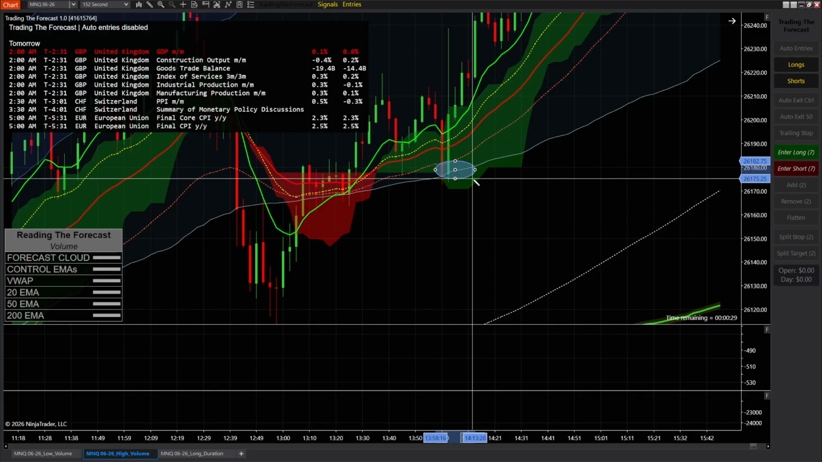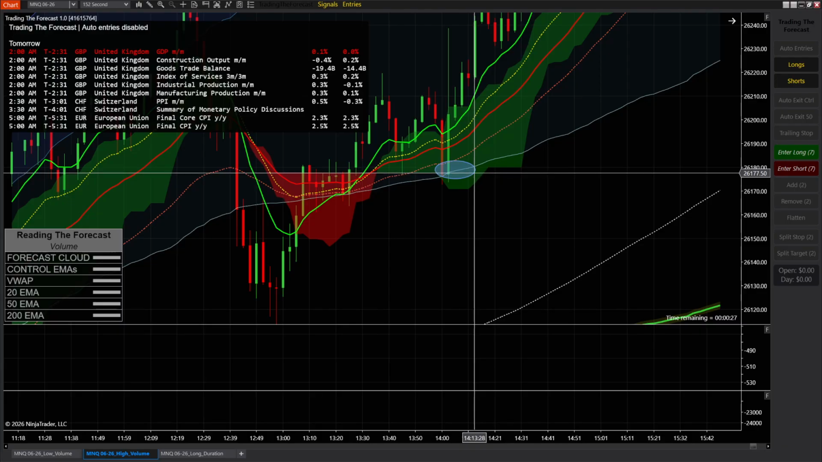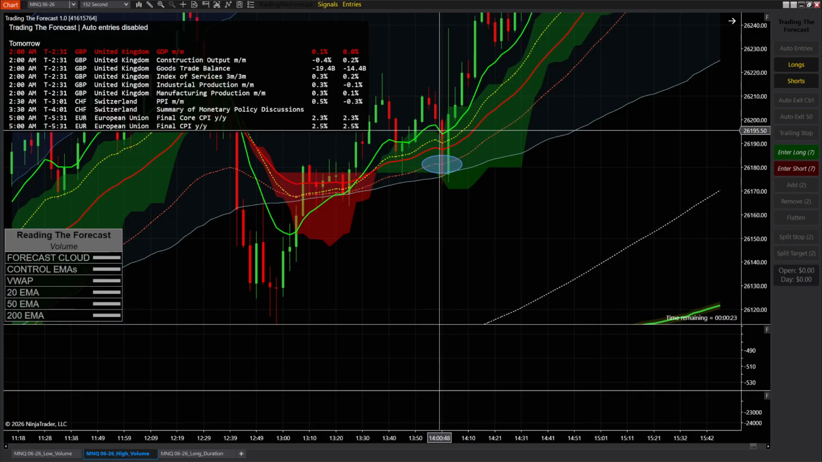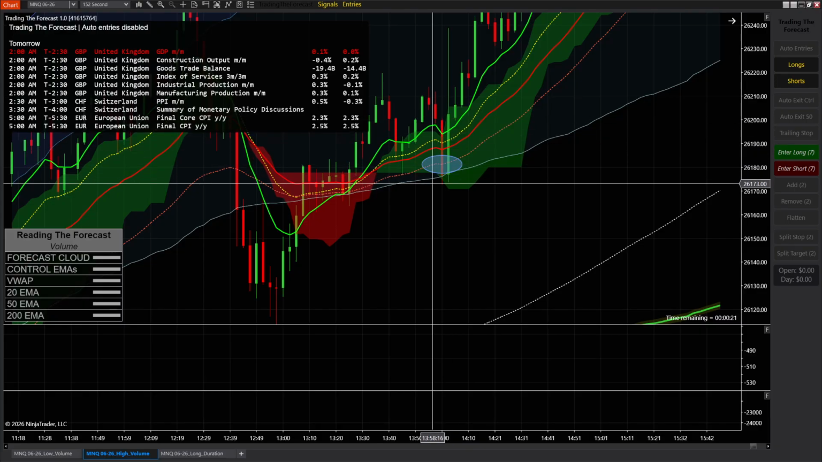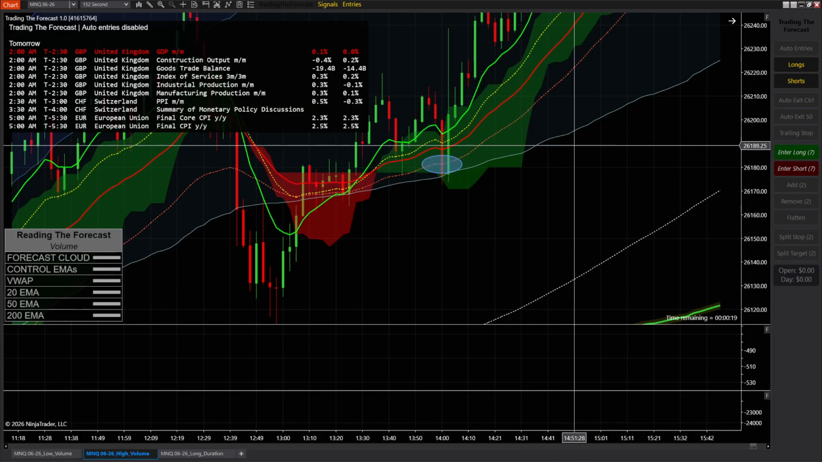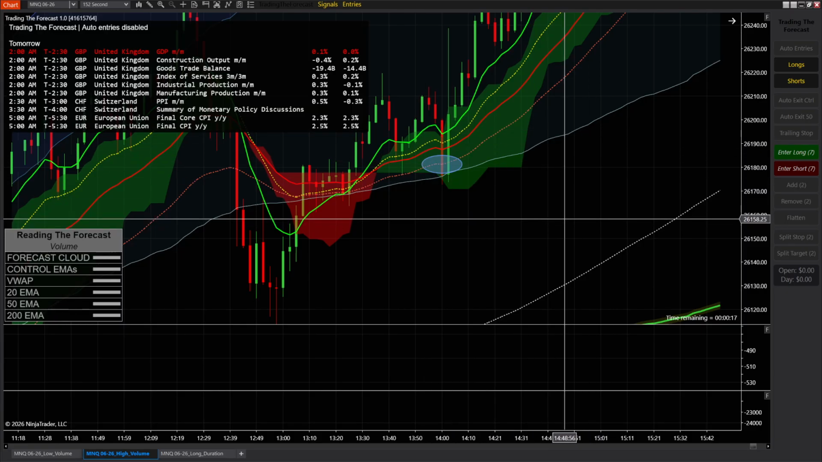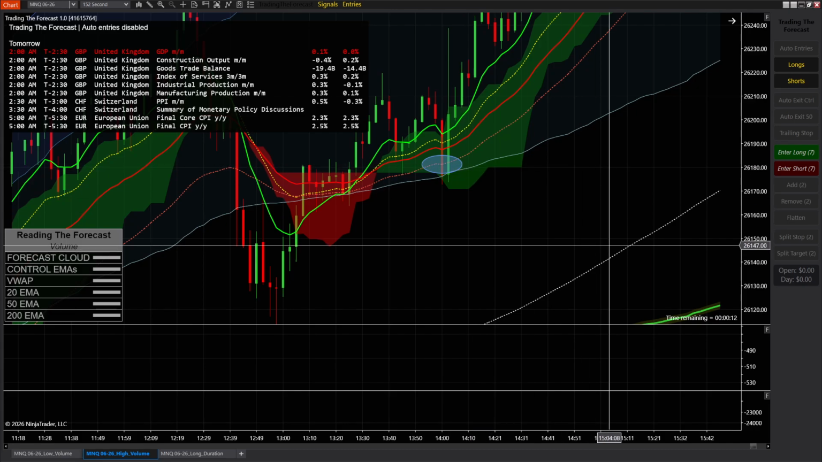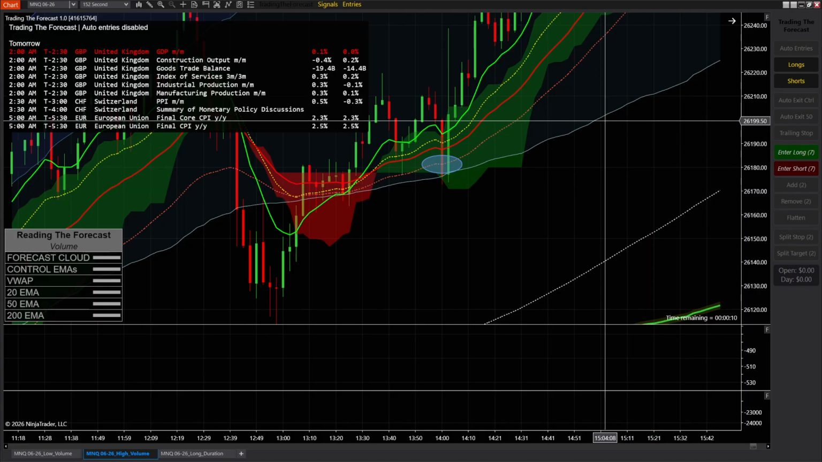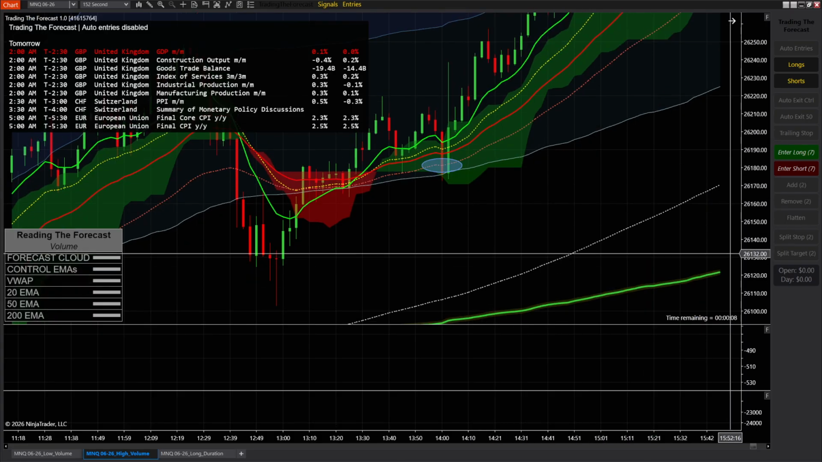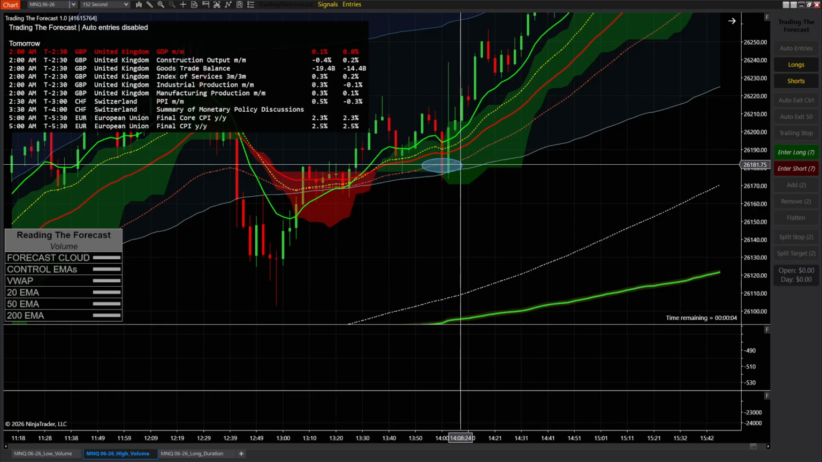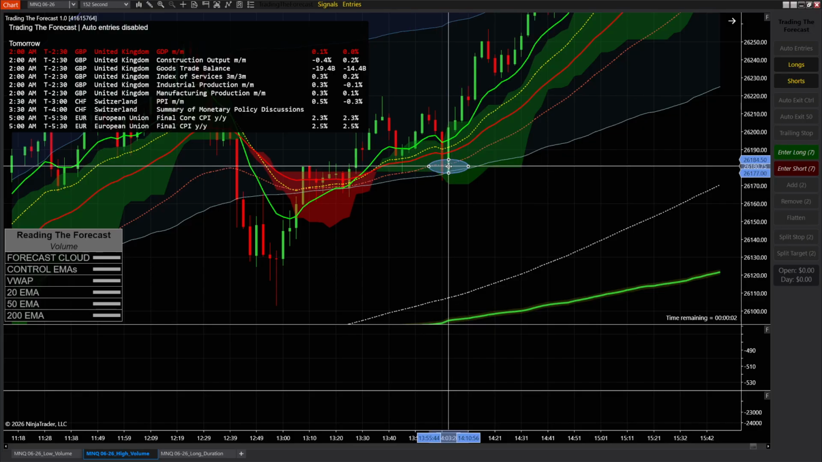If you weren't, somewhere in here might have been a nice entry zone, roughly. You blew through the 20, then the 50, and it held the deviation from the VWAP. So we also run 3 deviations from the VWAP, which I'll get into more later. This would have been the first deviation from the VWAP. The VWAP is down here. Okay. And we'll get more into what that is later.